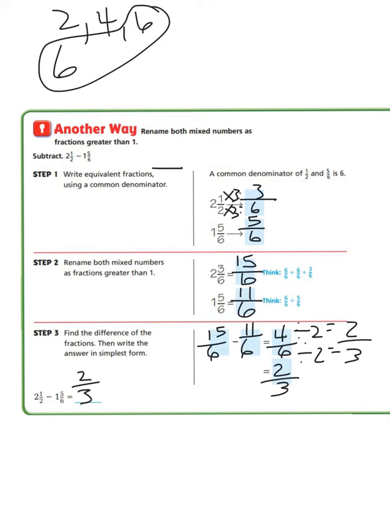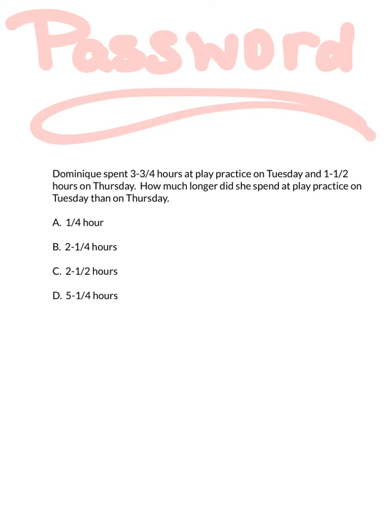So now let's turn in our manuals and go ahead and write down our password for tonight's lesson. Our password says, Dominique spent 3 3/4 hours at play practice on Tuesday and 1.5 hours on Thursday. How much longer did she spend at play practice on Tuesday than on Thursday? Is it 1/4 hour, 2 1/4 hours, 2 1/2 hours, or 5 1/4 hours? Be sure to record the answer in your journal and bring it with you to class tomorrow. See you then.